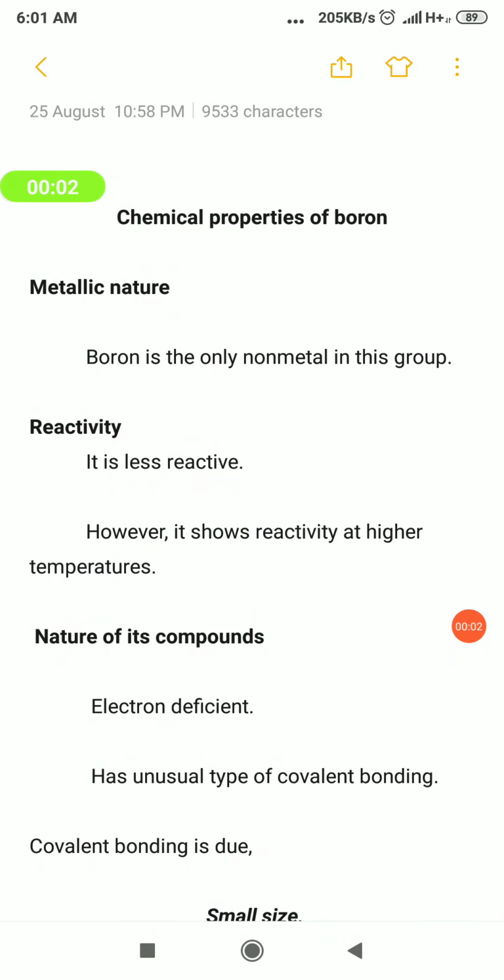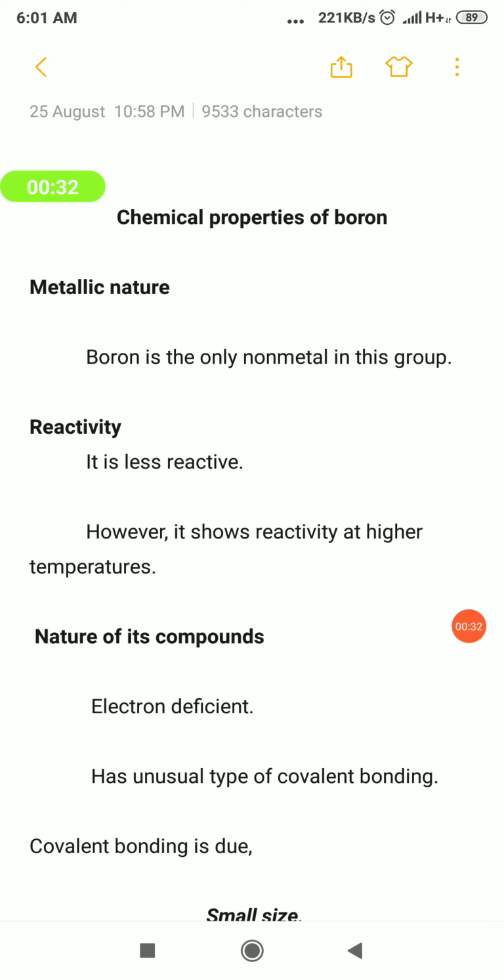Hello students, good morning. In the second lesson, we are going to see the chemical properties of boron, chemical as well as physical properties. First, the metallic nature. For this we have seen a separate video, metallic nature of p block elements. Out of the elements present in the boron family, only boron is a non-metal, whereas the remaining elements are metals. So boron is the only non-metal in this group.